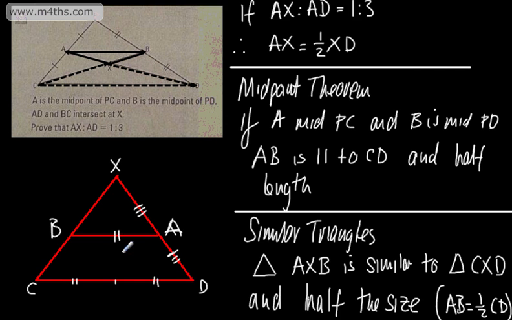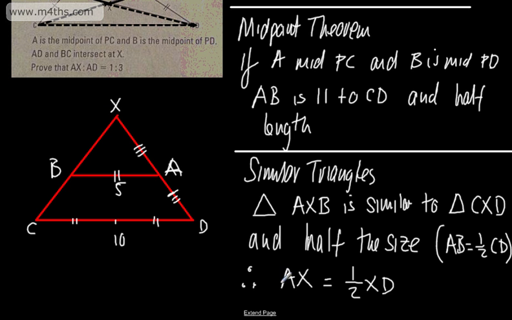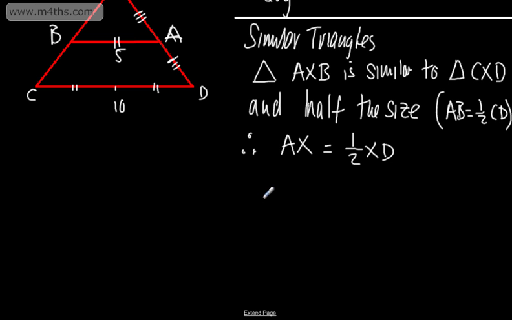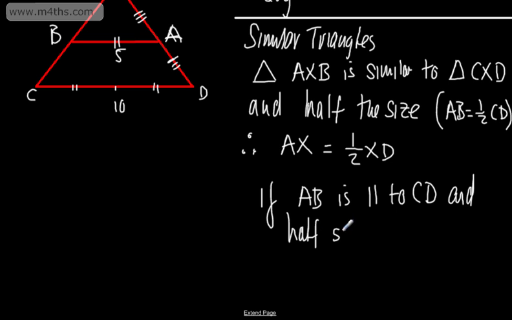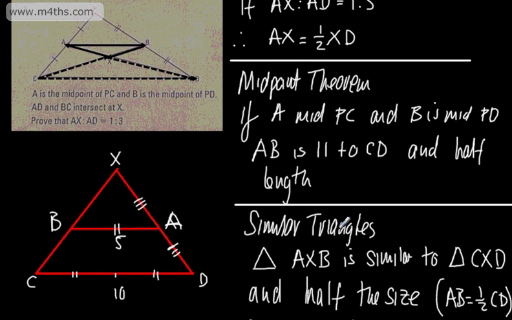Similar triangles: if we know that this length was 5, then this one is 10 from what we proved on the midpoint. And we can see that this splits it, and you might want to say that splits it again at a midpoint. So if AB is parallel to CD here and half size, we can say that A is the midpoint of XD. That would probably be my way, something along those lines.